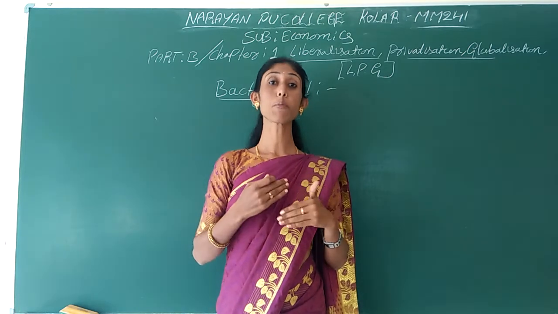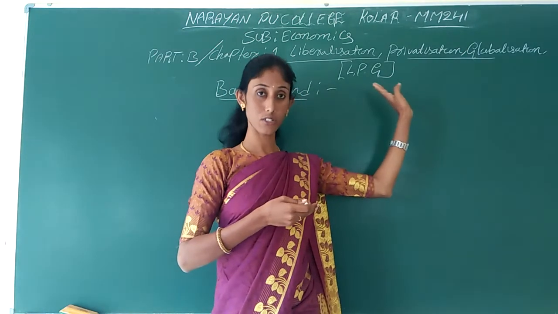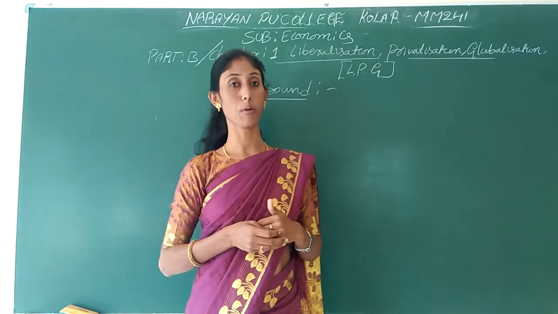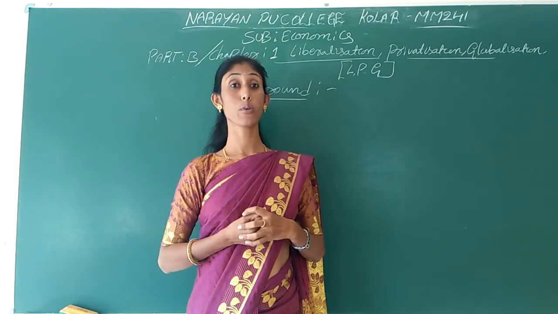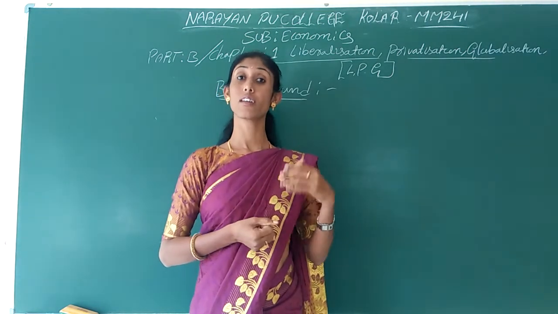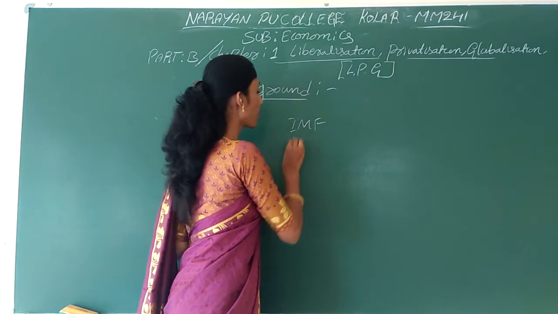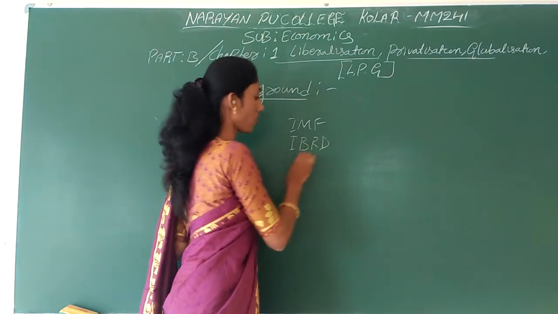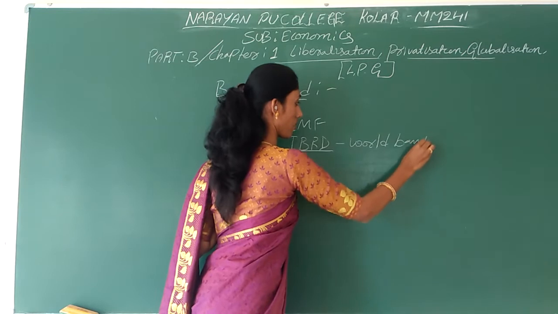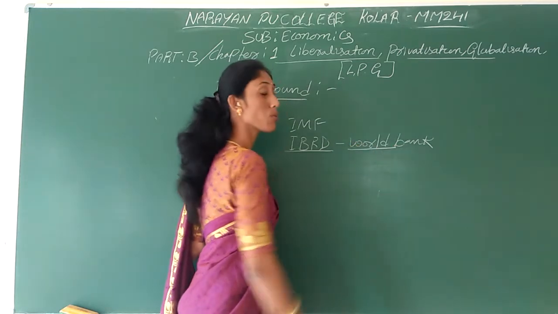Likewise, many problems were created in the country before the liberalization, privatization and globalization process. To overcome these economic problems, the government started borrowing, taking debt from other countries of the world and even from international institutions like the IMF and the IBRD, famously known as the International Bank for Reconstruction and Development, or the World Bank.